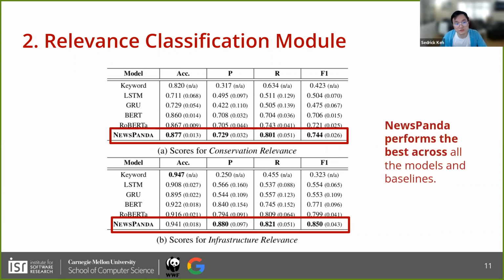Here we see the results of NewsPanda compared to our other baselines. For the baselines, we use BERT, RoBERTa, some RNN-based models, as well as some keyword matching models. And as we can see here in the tables, for both conservation relevance and infrastructure relevance, NewsPanda performs the best across all the models and the baselines for precision, recall, and F1.